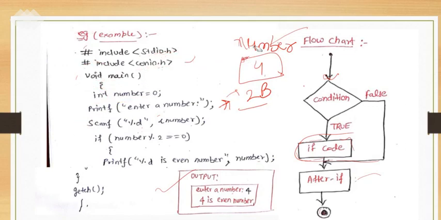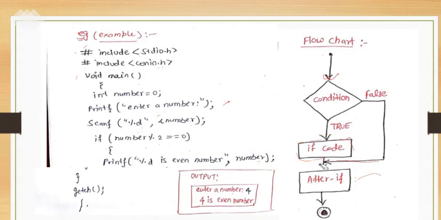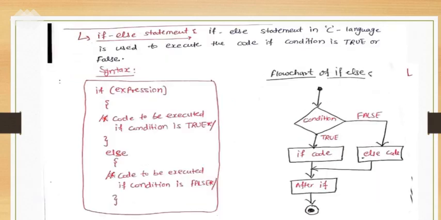It's a program to check, when you have entered a number, whether it is an even or odd number. Okay, so here we have only checked whether the number is even or not. Next, in the next program, we have the if else statement.